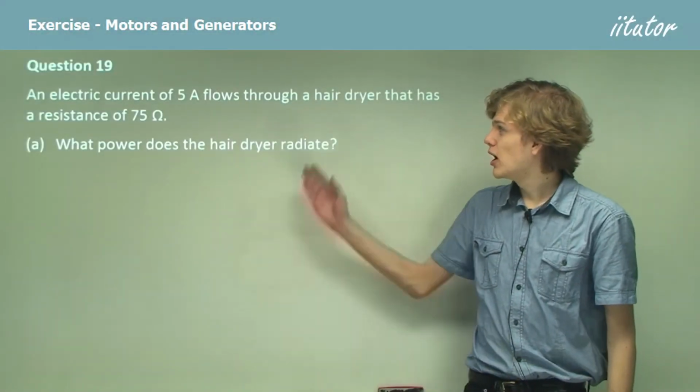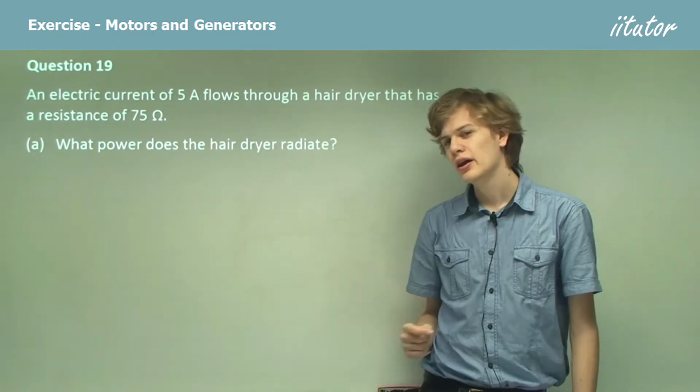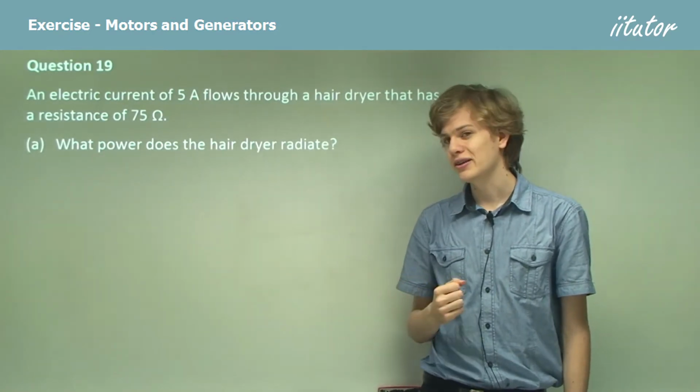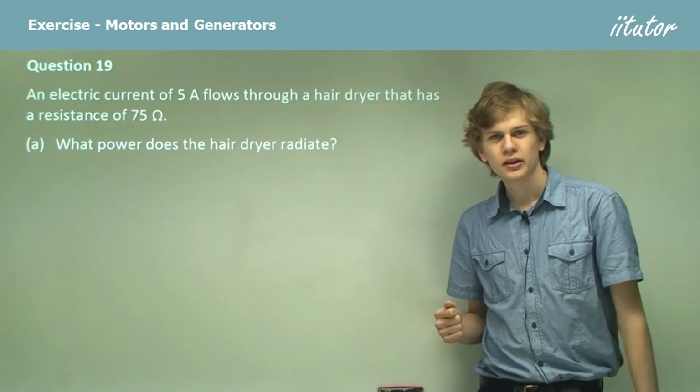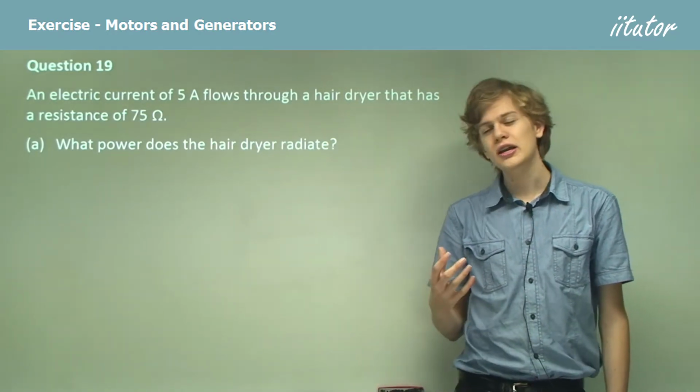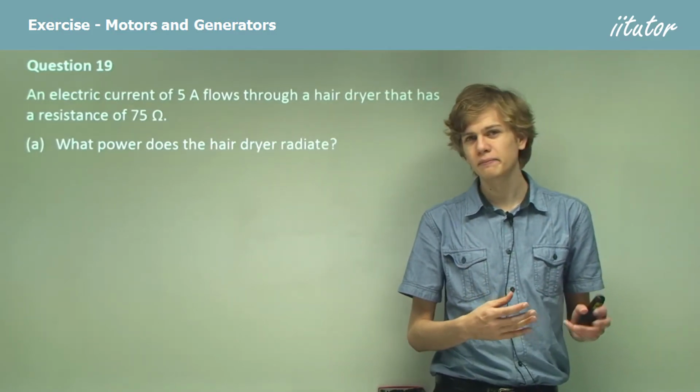An electric current of 5 amps flows through a hairdryer that has a resistance of 75 ohms. What power does the hairdryer radiate? Can you remember how we figured this one out? Well, we can use the same equation for the heat radiated by a wire that current is passing through, right?